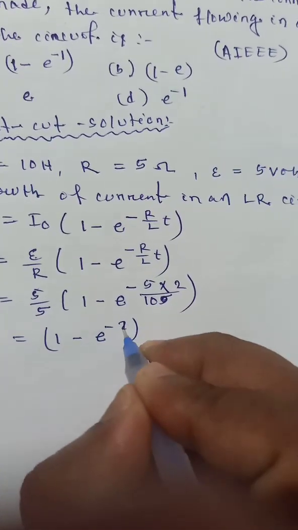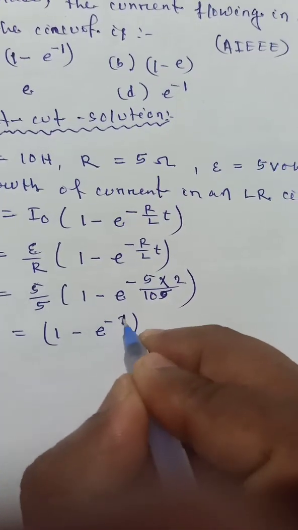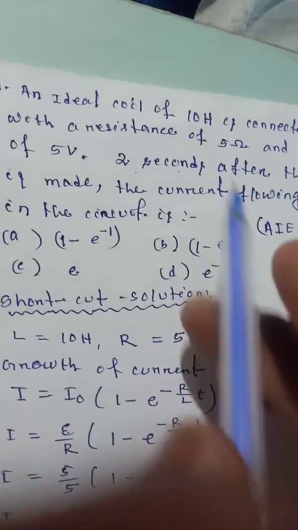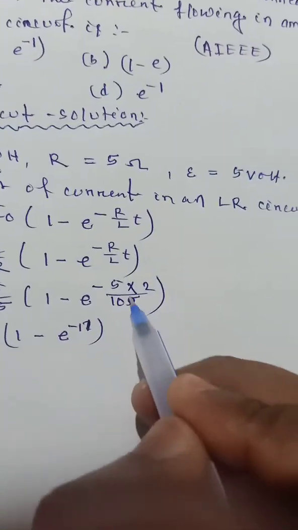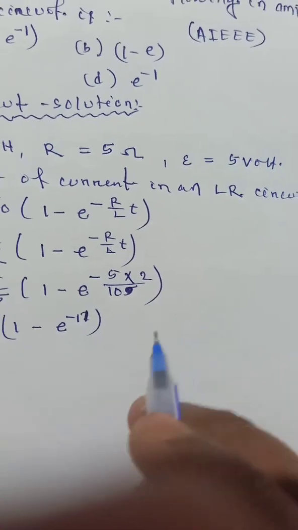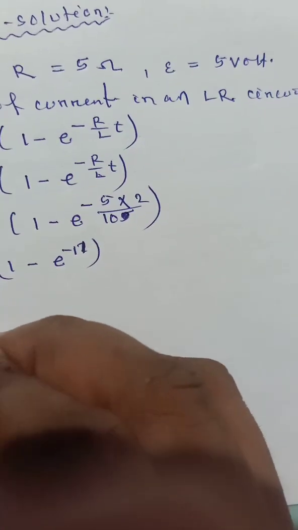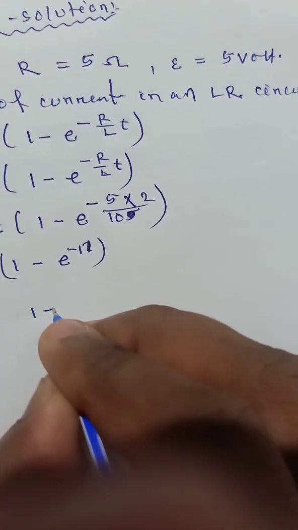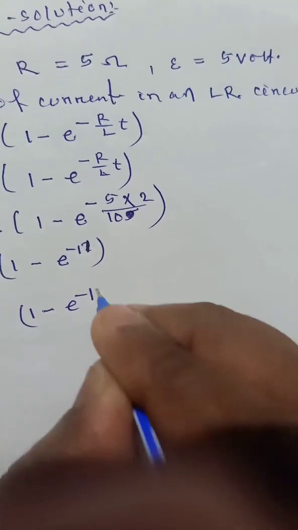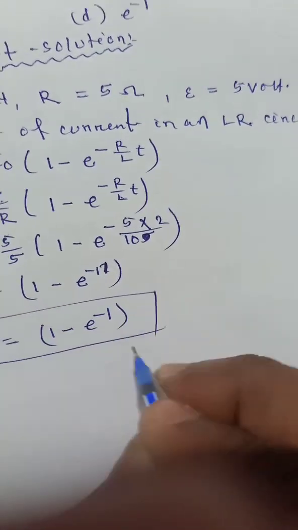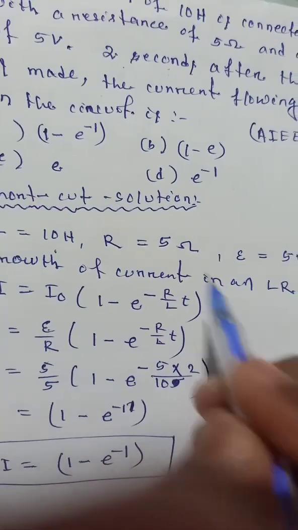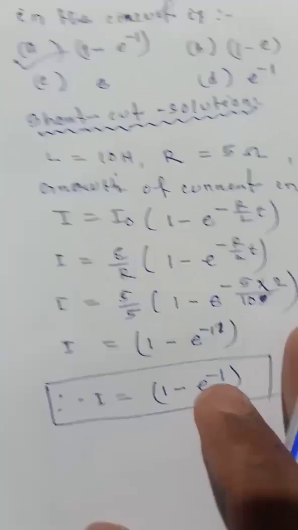So 2 divided by 10 is... the value of L is not 5, it is equal to 10. Therefore I is equal to 1 minus e to the power minus 1. So your correct answer is option A. Okay, so option A is correct.